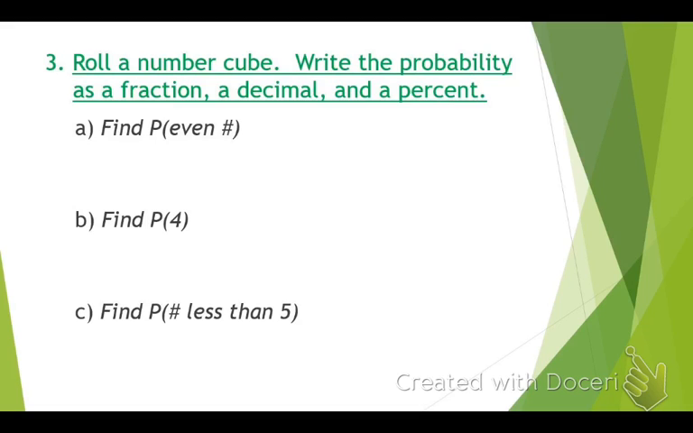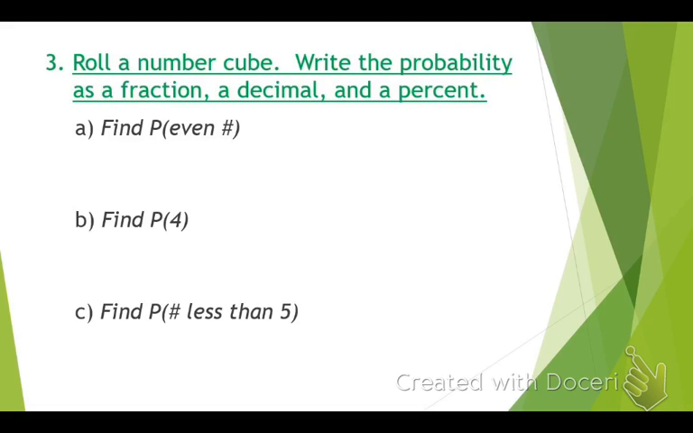So let's just imagine, like this right here that I've got. You've got a number cube. Write the probability as a fraction, a decimal, and a percent. Let's talk about this right here. How many numbers are on this cube? 6. What numbers are they? 1, 2, 3, 4, 5, 6.